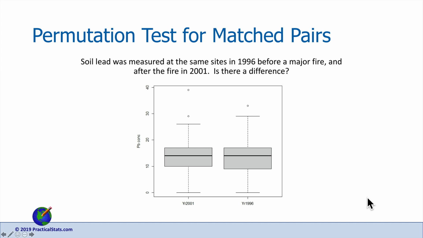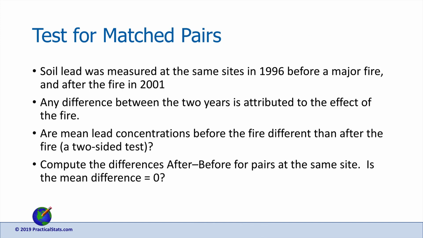One is matched pairs. So you've got data. In this case, you had lead measured in soils before and after a fire. And so the question was, has there been a difference? They may have expected, I think they did expect, an increase after the fire. But for this, it doesn't matter. So we are seeing if the mean lead concentrations in 1996 before the fire look the same at the same locations. They're matched pairs because they're going back to exactly the same lat-long locations in 2001. And the question is, is there a difference?